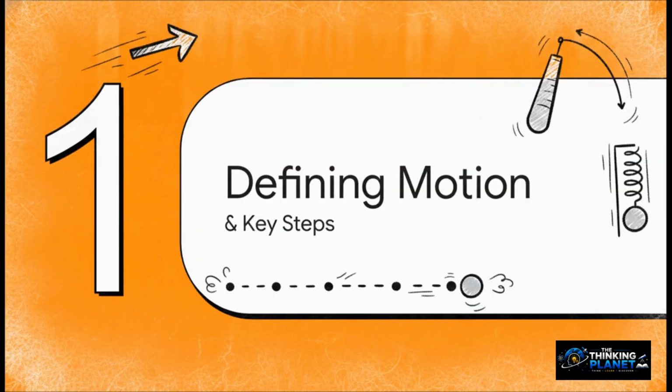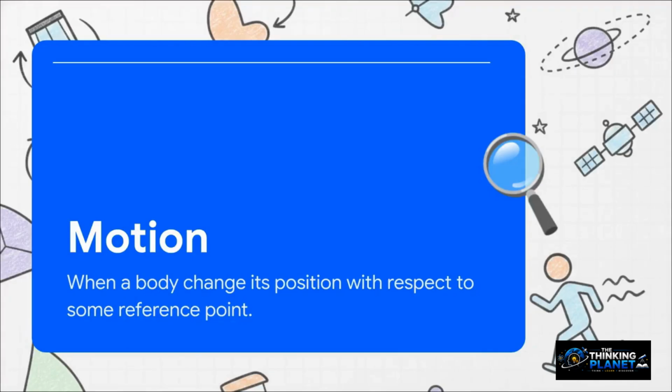All right, Section 1, Defining Motion and Key Steps. So, at its very core, motion is defined pretty simply. It's when a body changes its position with respect to a reference point. Now, what's really interesting here and absolutely crucial to understand is this whole concept of a reference point. You see, motion and rest are entirely relative. You literally can't say something is moving unless you compare it to something else that's sitting still. That is the absolute foundation of physics. Once you establish that stationary reference point, well, then you can start tracking the movement.